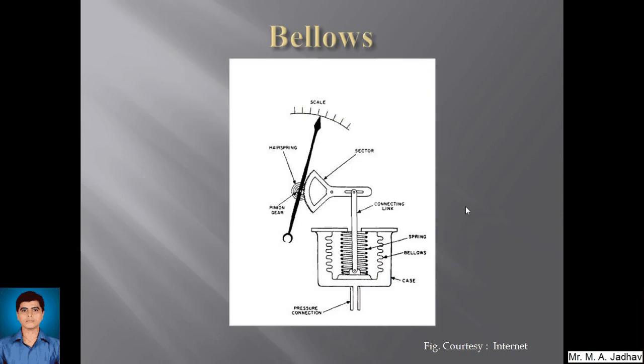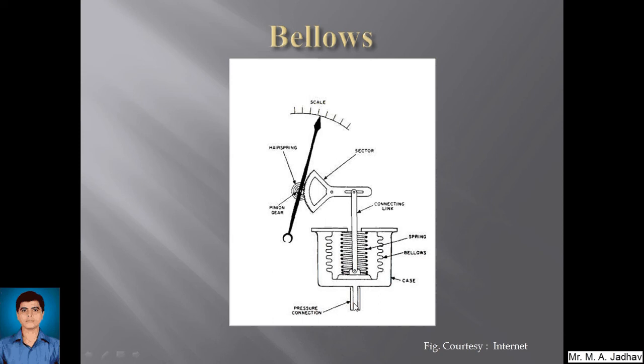The next one is bellows. The working principle is the same as the Bourdon tube; the only difference is that instead of a Bourdon tube, here we use bellows. This is the cross section of the figure. Here this zigzag shape, you can see, is a part of the bellows. Bellows is a compressible structure of metal.